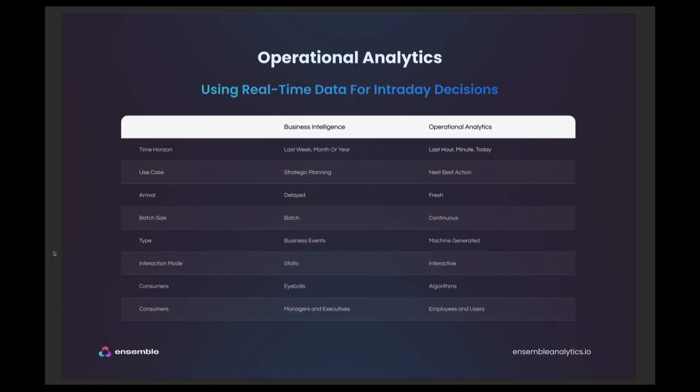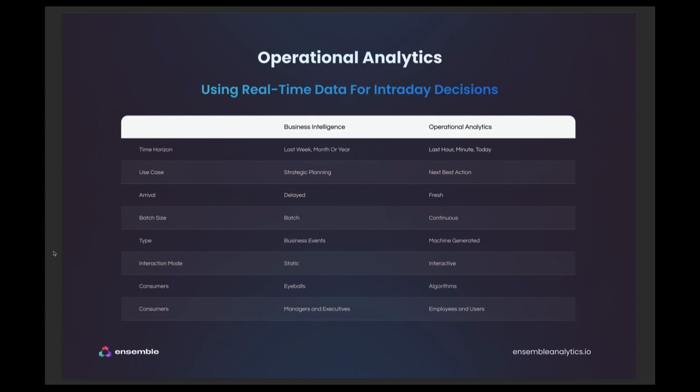In terms of the nature of that data, in business intelligence, as we mentioned, it's very delayed and arrives in batches every 12 hours. Whereas in the operational analytics world, what we really want is immediate, fresh data which arrives continuously as the underlying business events occur. And that has big implications for the technology stack. We have to move into streaming data, reactive user interfaces, real-time databases, which is incidentally what ClickHouse is great for.